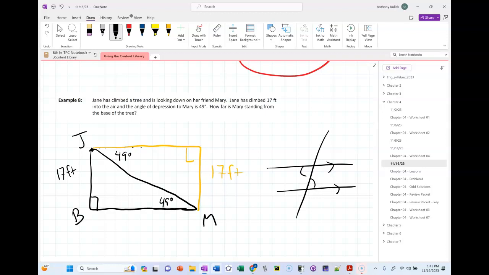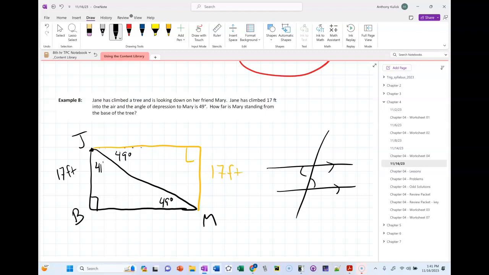That the angle of depression from Jane to Mary should be the same as the angle of elevation from Mary to Jane. Which should make sense, right? If you're looking down at someone and they're looking up at you, the angle that you had to move your head should be the same angle, because you need to be getting to the same line of sight. Everybody agree with that?